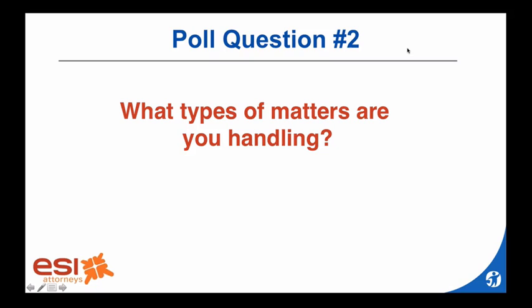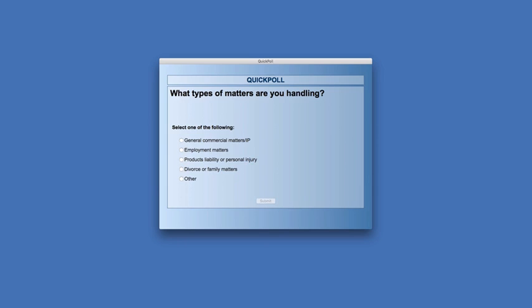So poll question 2 is, what types of matters are you handling? And your choices there are A, general commercial matters or intellectual property, B, employment matters, C, products liability or personal injury matters, D is divorce or family matters, or other. Okay, great. So the poll is up and running. If everyone can please go ahead and cast your vote. All right, and it looks like the majority has voted, and I'll go ahead and close the poll.